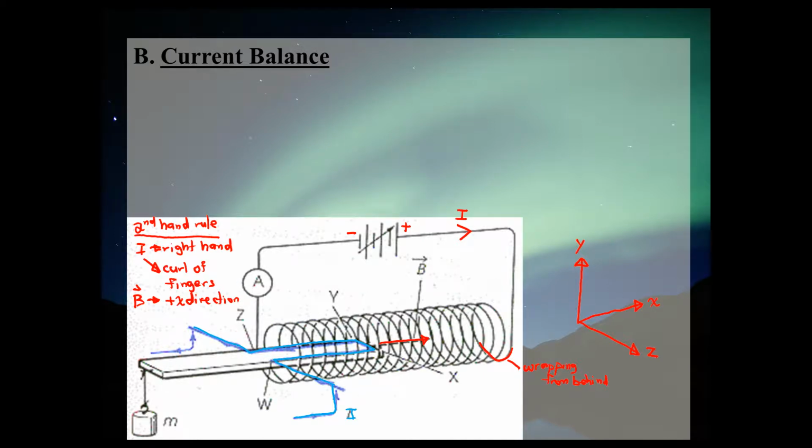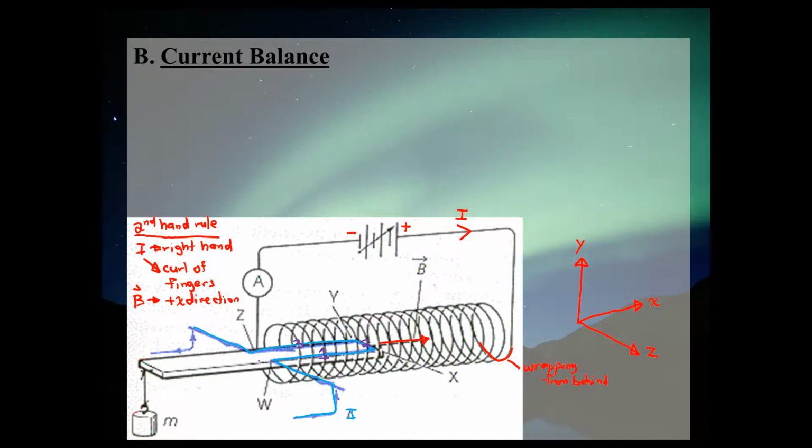We're going to focus just on three sections of this. I'm going to grab a different color. We're going to focus on the section that goes from W to X, which we'll call section 1. We'll go from X to Y, which we'll call section 2. And we'll go from Y to Z, which we'll call section 3. Now, all three of these sections of wire are inside of the solenoid. They're interacting with the magnetic field. But only one of these sections is actually going to be subjected to a magnetic deflecting force.